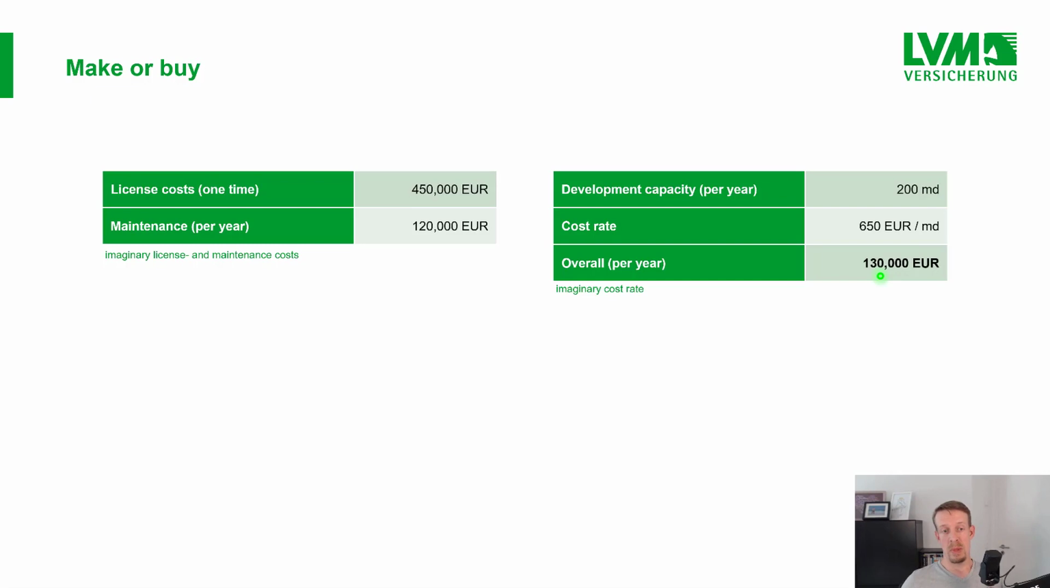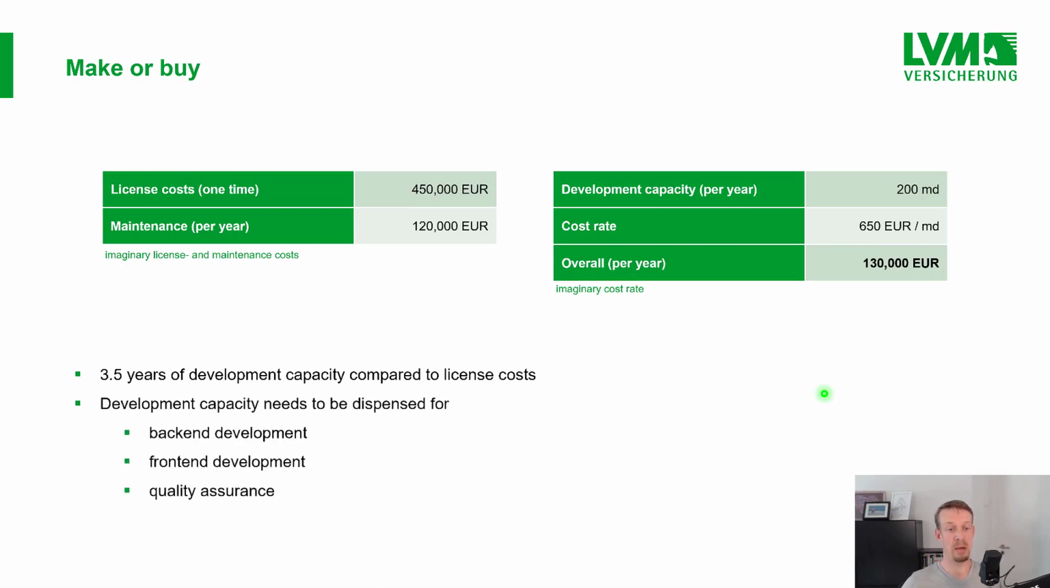Now, if we relate those costs, one can say that for the license costs, in turn, we get 3.5 years of development capacity. Sounds like a lot, but keep in mind that this development capacity has to be split up between back-end development, front-end development, and especially quality assurance. But that is just the monetary aspect.